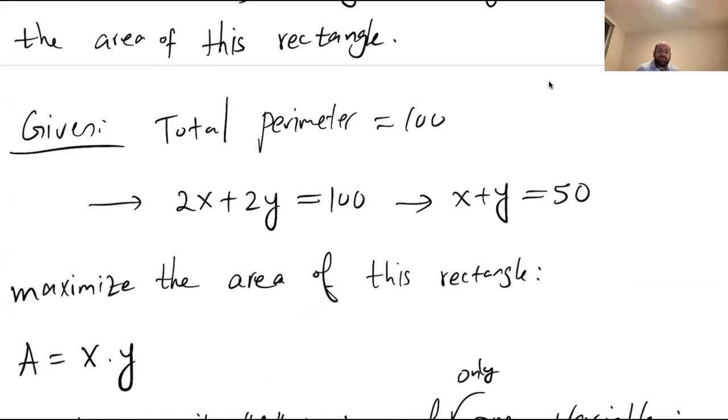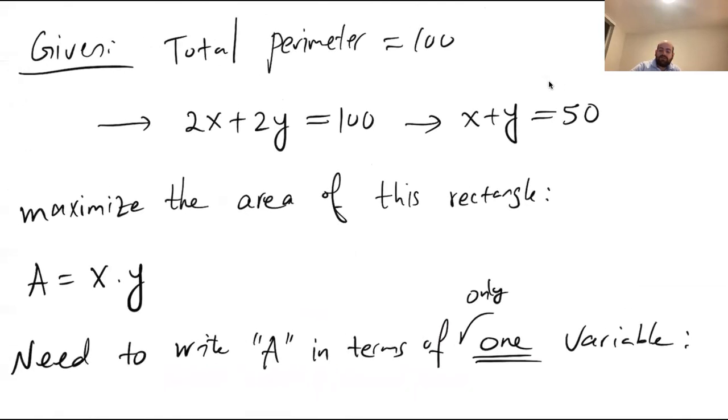Now, we said that we only know methods how to maximize or minimize a function of one variable. So we have to write the quantity that we want to maximize or minimize in terms of one variable only. Right now, area is written in terms of two variables, X and Y. So the next step is to write A in terms of only one variable. How can we do that? Well, we know that area is X times Y. So if I can find X in terms of Y or Y in terms of X and then substitute back, then I can write A in terms of one variable only.